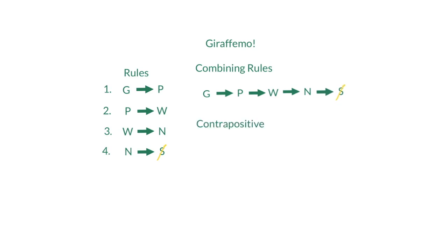Taking the contrapositive of this chain, we start at the end. What happens if we do have S? Well, then we don't have N, and that tells us we don't have W, and that tells us we don't have P, and that tells us we don't have G.